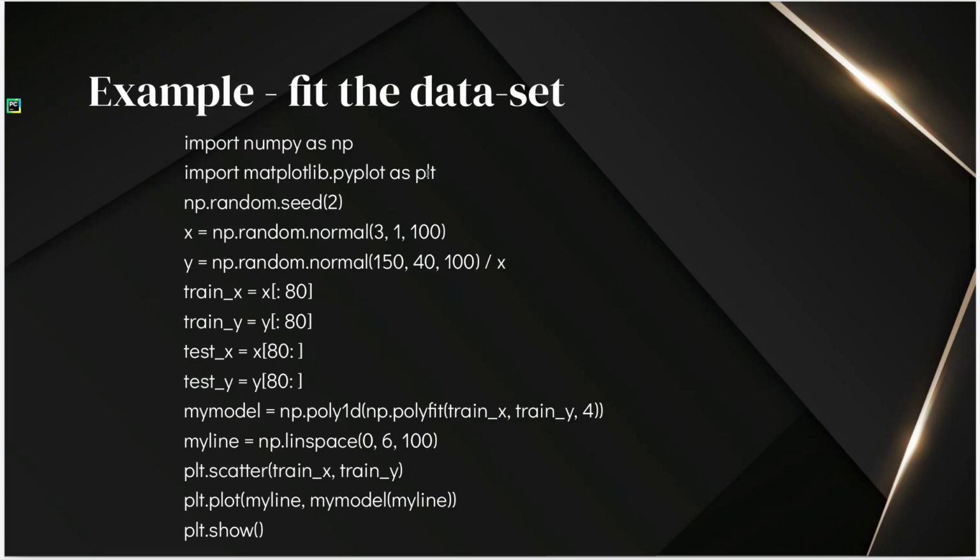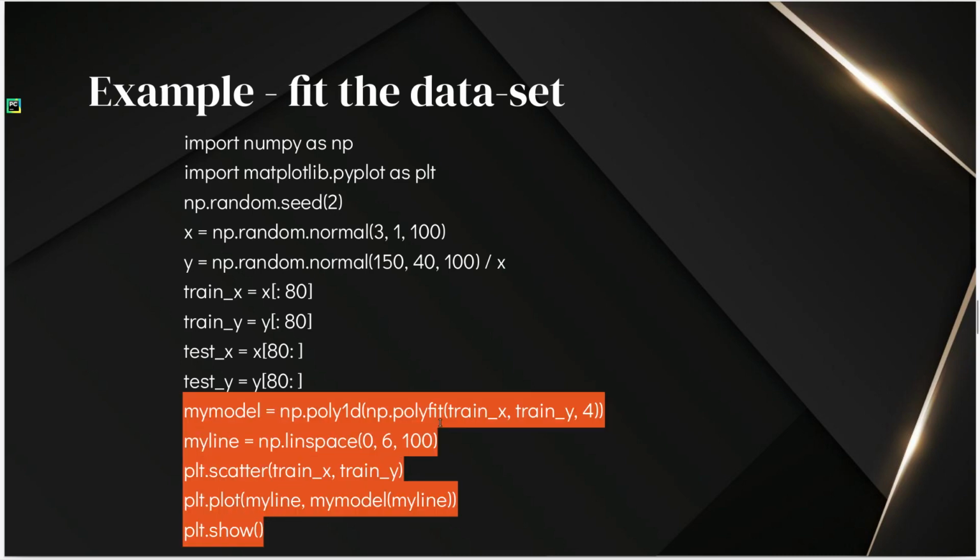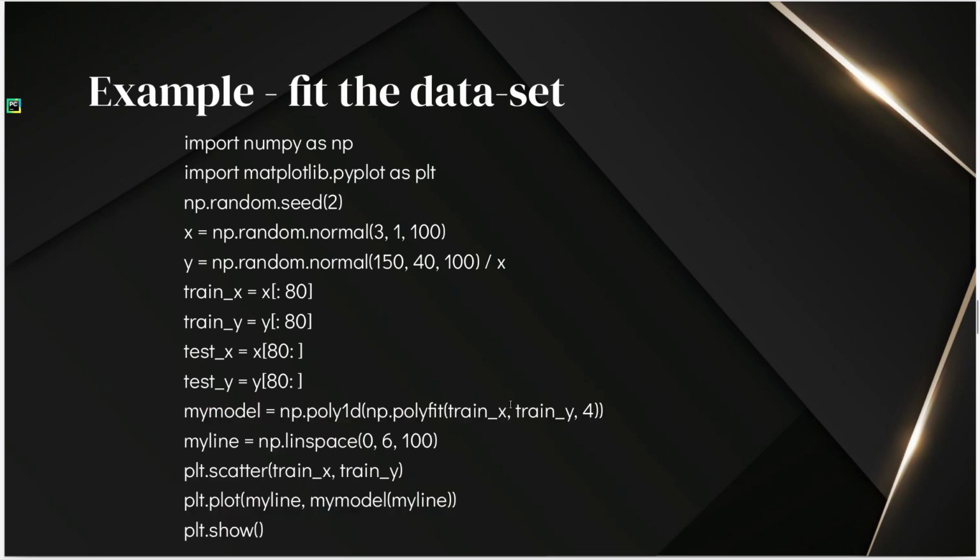Okay, so first 2 lines we import the library, set the seed, create the dataset in the next 2 lines, train and test split in the next 4. Now from here, the highlighted portion is where it gets interesting. So my model equal to np.poly1d(np.polyfit(...)). It is basically creating a model line. Then my line np.linspace(0, 6, 100). It is creating a line from 0 to 6 with 100 points in that line.